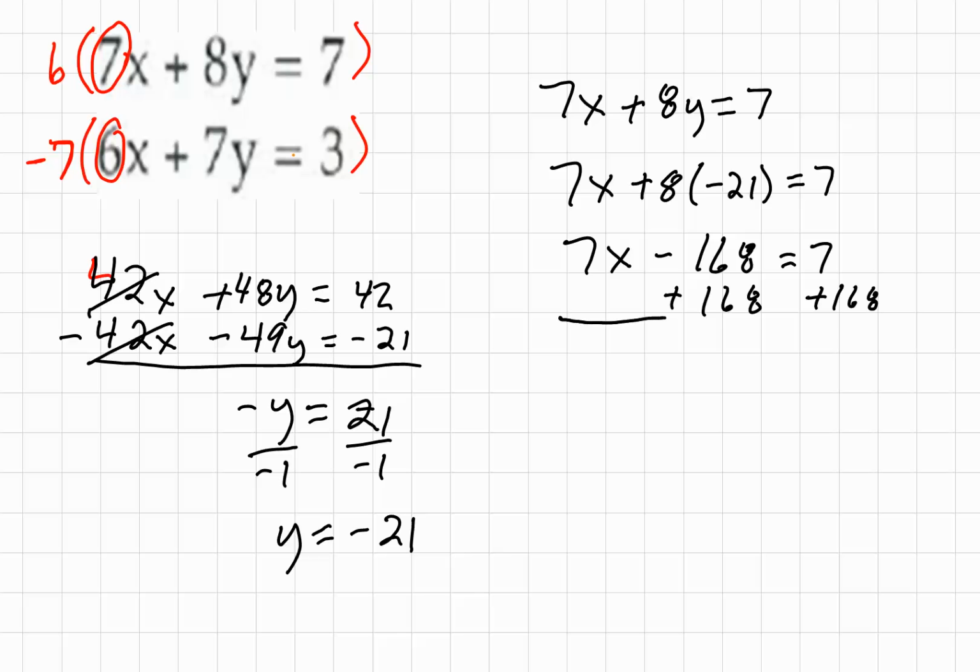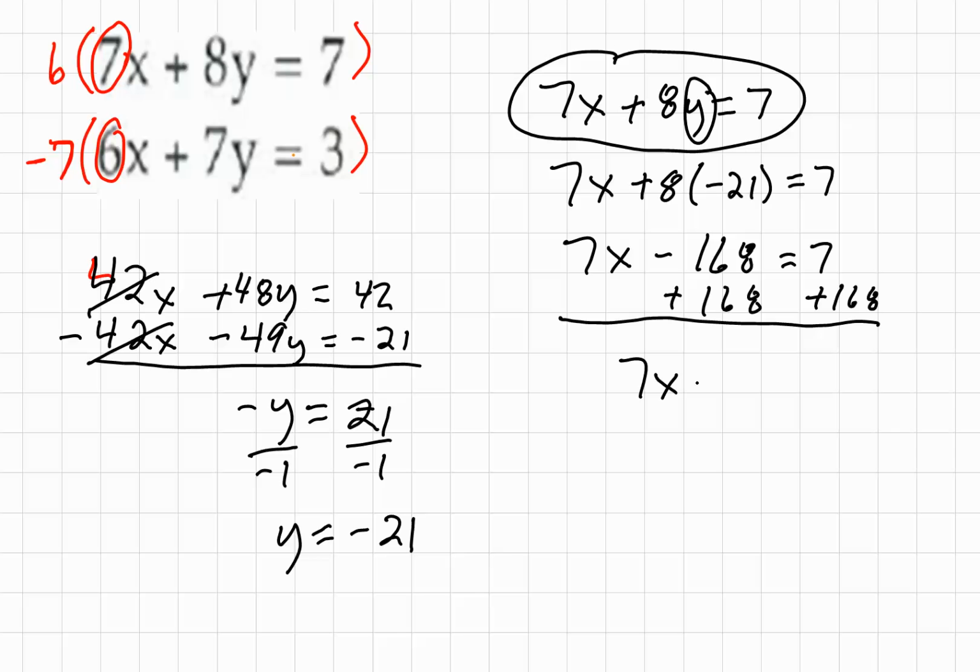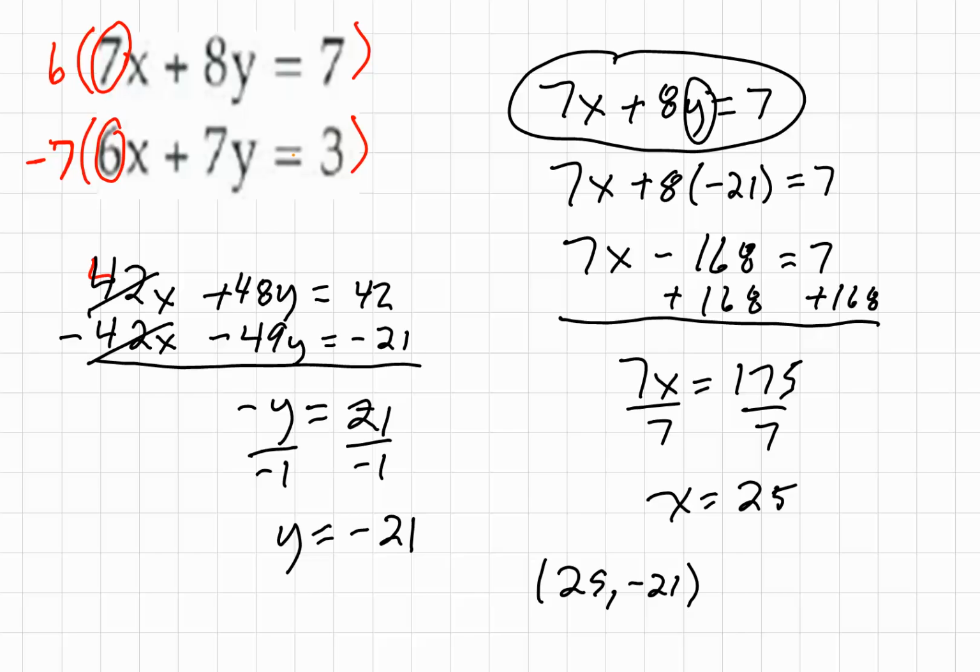So at this point, once we eliminated the x's, we were left with one equation. Here we start with an equation and we substitute for y. So we have 7x equals 175, and divide both sides. x equals 25. And to put this in proper form, we make it a point.